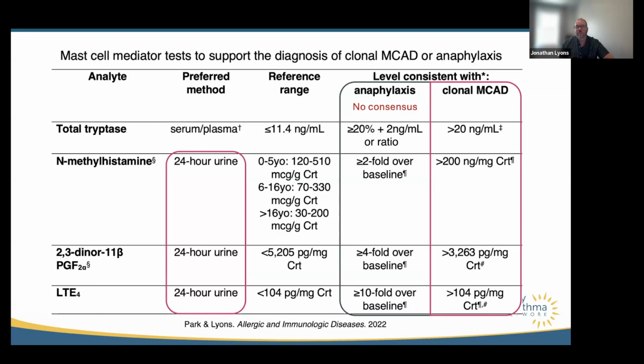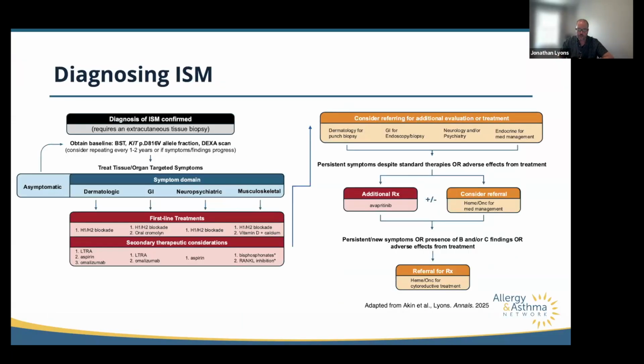And so those levels are a little bit better established. Okay, so that's diagnosis of anaphylaxis of clonal mast cell disease. And we generally use the same approach, or increase in mediators, in terms of diagnosing mast cell activation syndrome. And so basically all of the same stuff is just translated. Now, this is sort of an algorithm looking at this, moving from diagnosis to management.